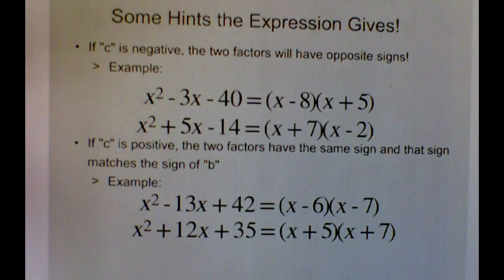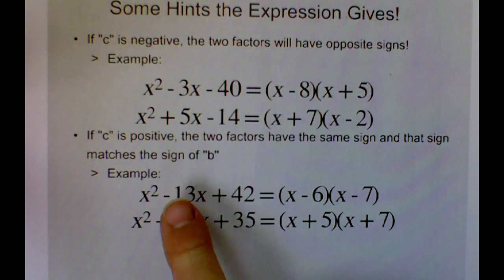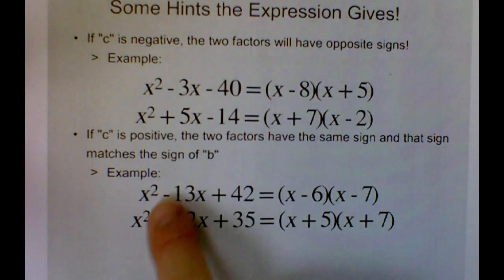If C is positive, the two factors have the same sign, and that sign will always match the sign of your B value. So if it's a plus at the end, plus a constant, both of these signs are going to be the same, both pluses or both minuses, and it'll match your middle term here.